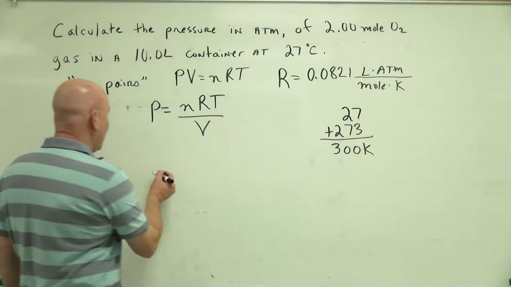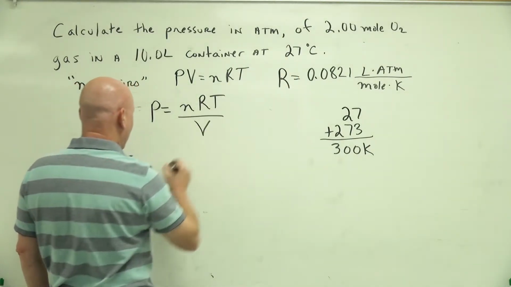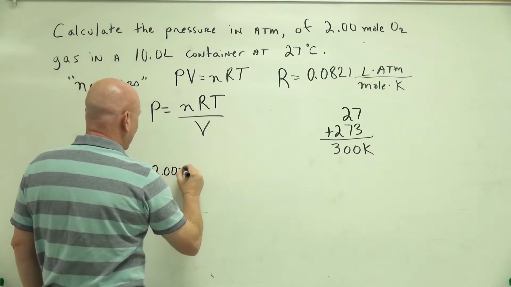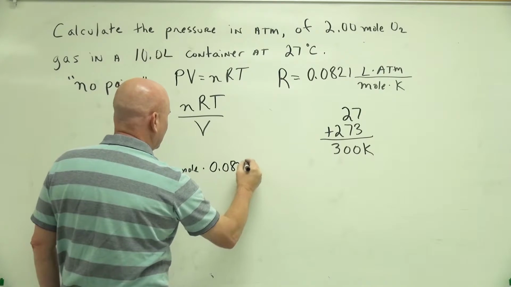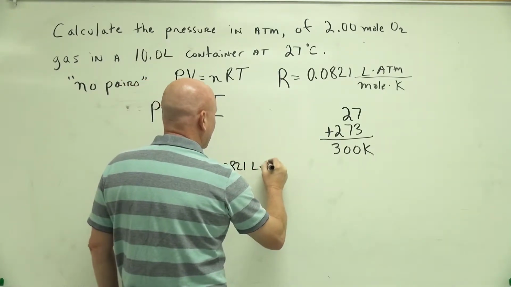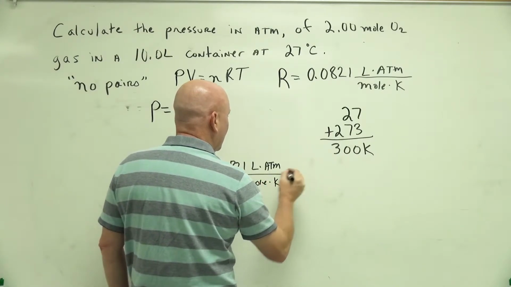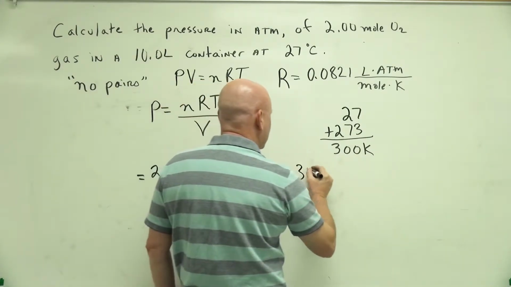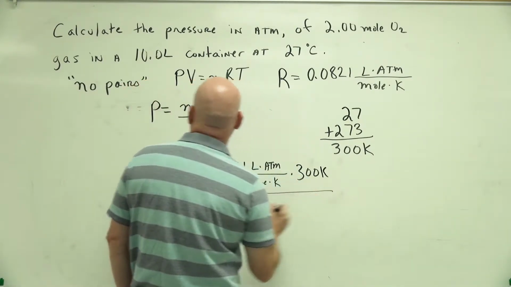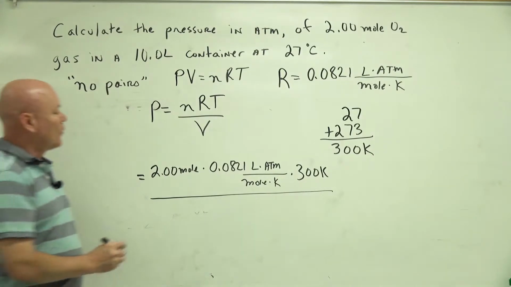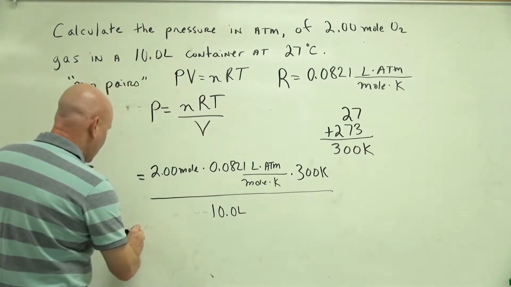Now we can go ahead and plug in our numbers. And let's see, the n is the number of moles, and that's 2.00 mole. We have R, that's 0.0821 liters atmospheres per mole Kelvin. And then we have the temperature, which we calculated, which is 300 Kelvin. And then that's all over the volume. The volume is 10.0 liters. And now we can put that in our calculator.